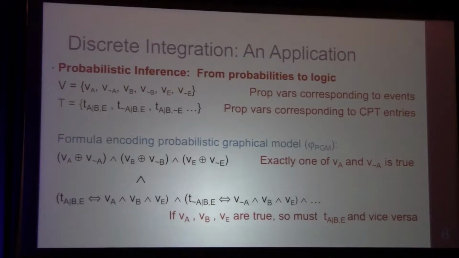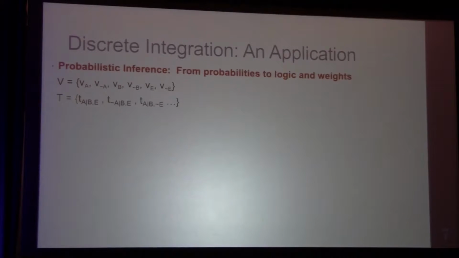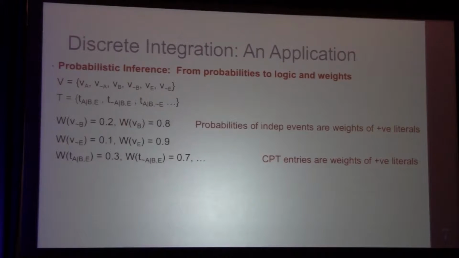So this is how the basic dependencies will be modeled as a logical form. Okay, so now we've put in the probabilities. The way we do that is we say that the weight of a burglary not happening is the probability that the burglary did not happen, which is 0.2. The weight of the variable denoting the burglary happened is the probability that the burglary happened, which is 0.8.